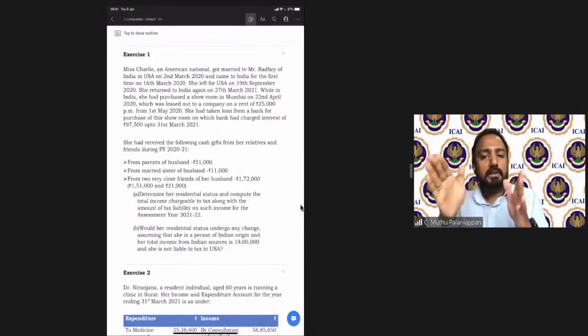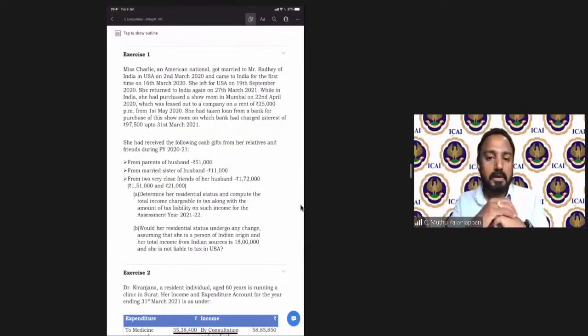While in India, whenever she was in India, she has purchased a showroom, which is a commercial property, and she has let it out to a company for 25,000 per month from 1st May 2020. So she has let it out for the rest of the period. She had taken a loan from a bank for the purchase of this showroom, for which the bank has charged her 97,500 as interest in that particular year. So these are the information she has given.